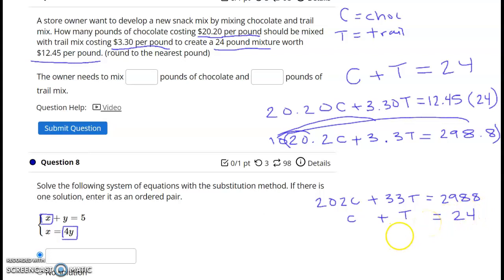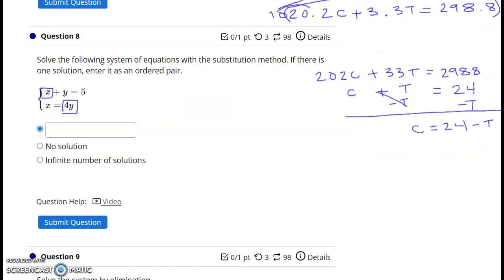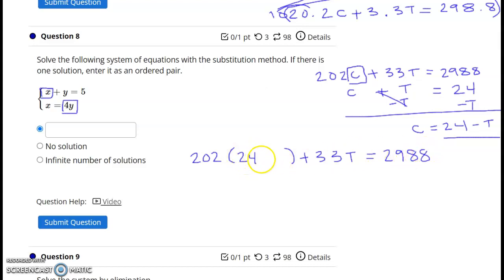So we can solve this either the elimination method or the substitution method. It really doesn't matter which. I think this time let's do substitution. So I'm just going to subtract the t. Those cancel, so I'm left with c equals 24 minus t. So now at this point, we need to substitute this in, 24 minus t, in place of c in the other equation. So we'll have 202, and then c, then I'm going to write the rest, plus 33t equals 2,988. We'll put the 24 minus t in.